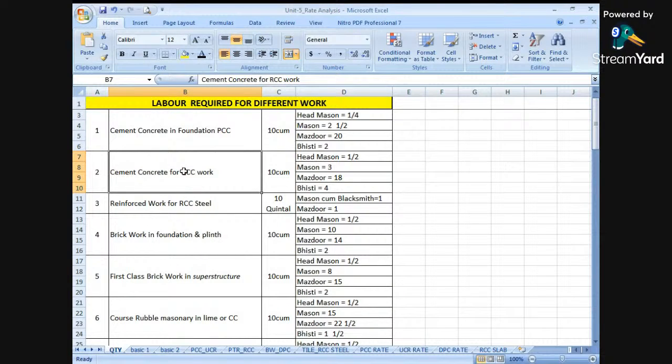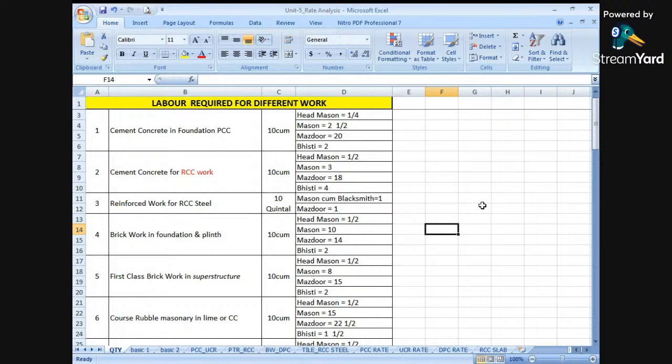Next is cement concrete for RCC work. So how much is required for RCC work? Again, for 10 cubic meters, how many head masons and masons are required? Head mason required is 1 by 2. Mason required is 3, whereas Mazdoor required is 18 and Bisti required is 4.